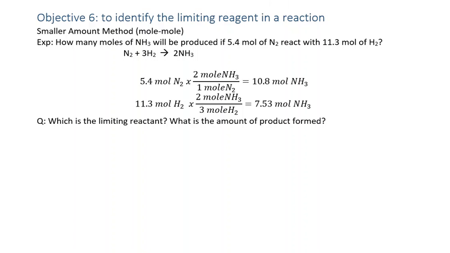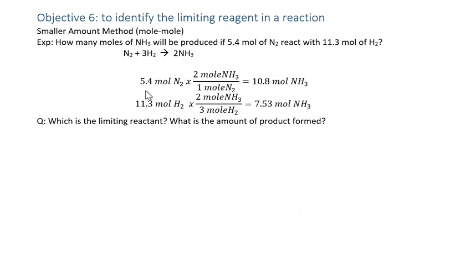You can simply solve for the moles of ammonia if you had 5.4 moles of nitrogen, and then solve a different equation for the moles of ammonia if you had 11.3 moles of hydrogen, and whichever of those two is smaller, then you've identified the limiting reagent. So let me put this into practice. So let's say that we have 5.4 moles of nitrogen. We're going to ignore the amount of hydrogen. We're going to say we have all the hydrogen we need there. How much ammonia would be produced?